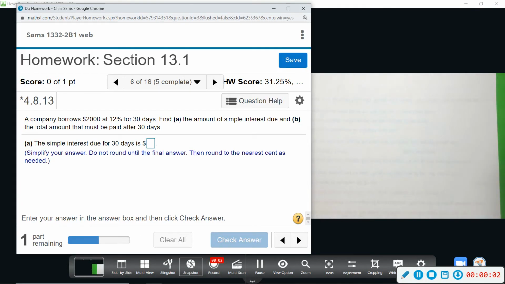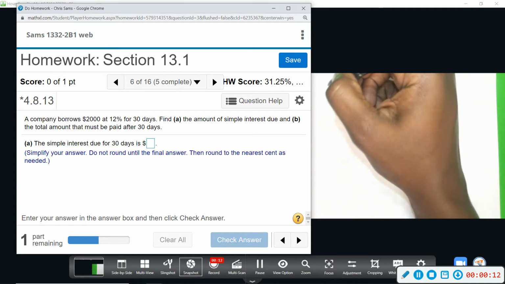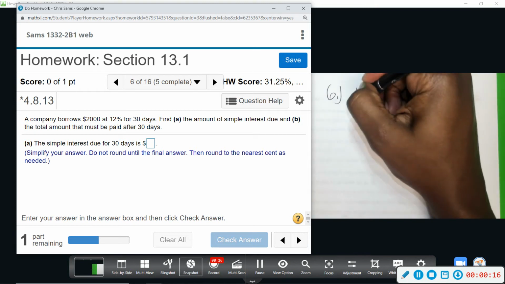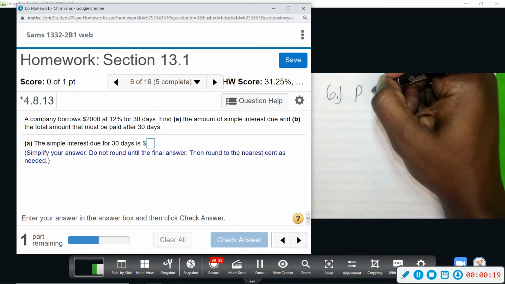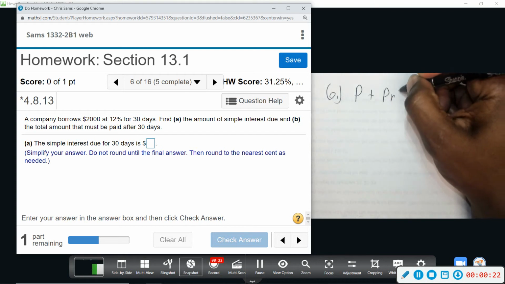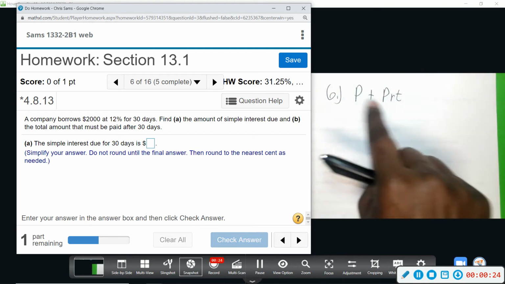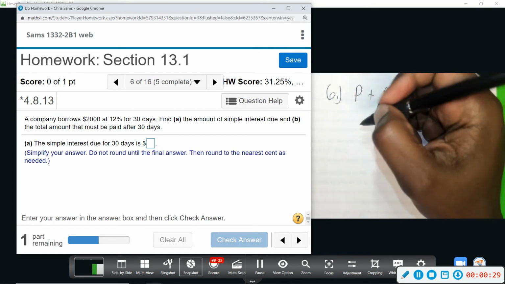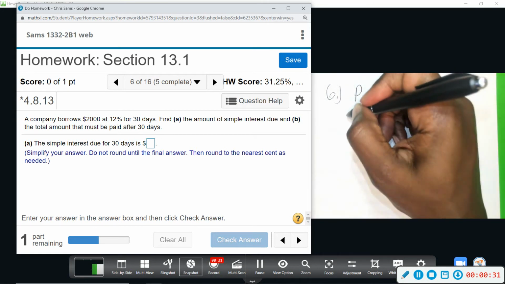All right, number 6. A company borrows $2,000 at 12% for 30 days. We're going to find the simple interest and the total amount due. So same thing we just did on problem 5. Find the interest added to the original amount. That gives you your total. So we borrowed $2,000.